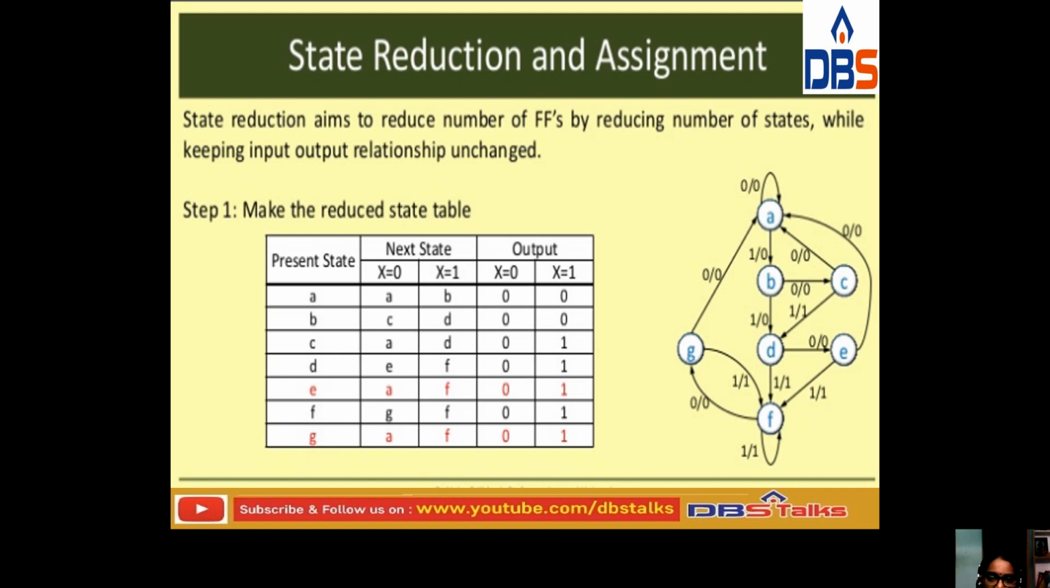0 0 at A to B, 0 0, A to B 1 0, B to D 1 0. Just like that we have drawn this state reduction relationship here by taking both the input and output values.